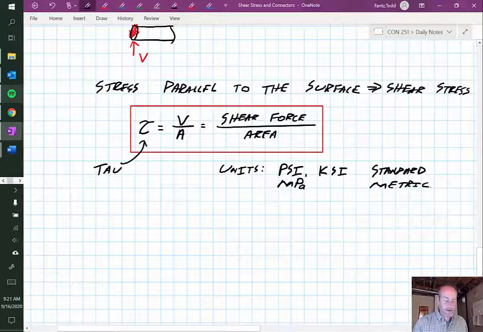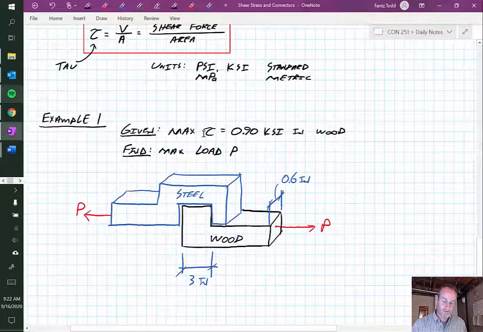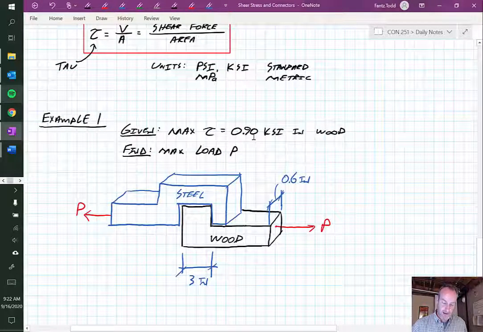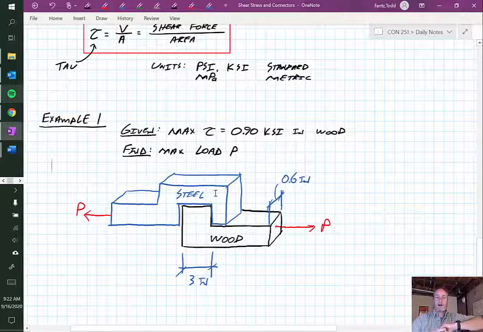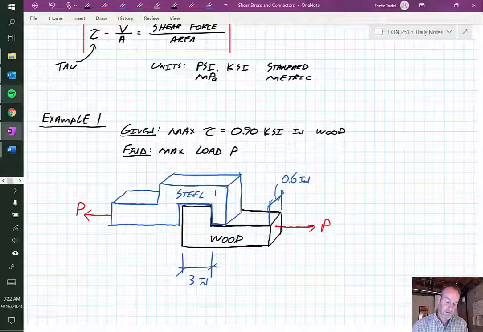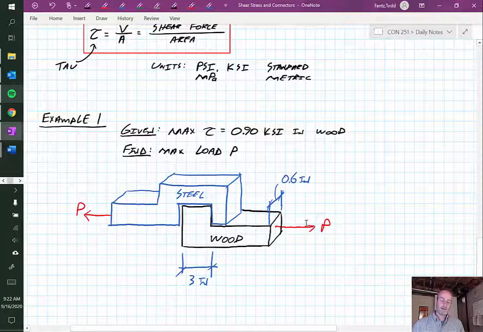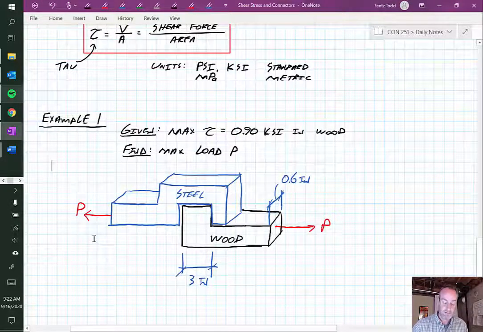So let's take a look at an example of how this would work. All right, so in this example, what we're given is that we can have a maximum shear stress of 0.9 kips per square inch in the wood. Now, if I look, what I have is this interlocking member where I have steel pulling one direction, wood pulling the other. And wood is not as strong as steel, so it would probably fail first. And you could look this up in any table that that wood has a shearing strength of 0.9 kips per square inch. What we're trying to find is how much load can I put on here? How much force can I pull with P before this would fail, right?